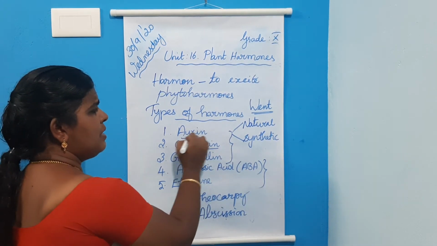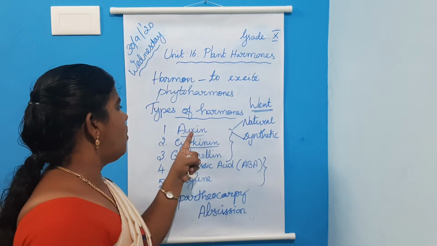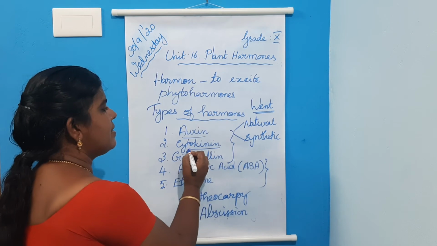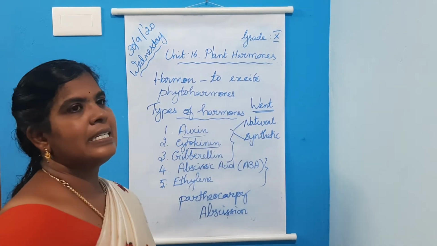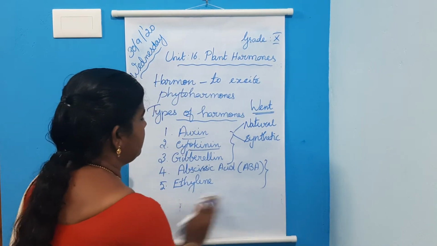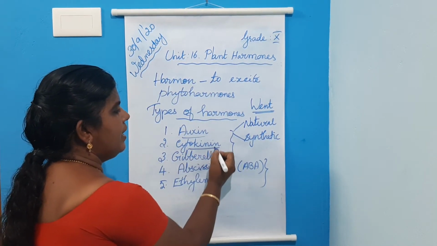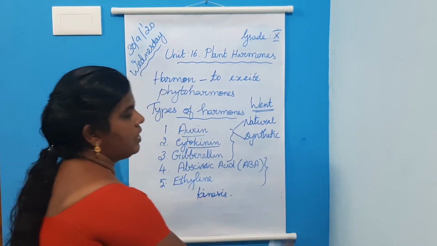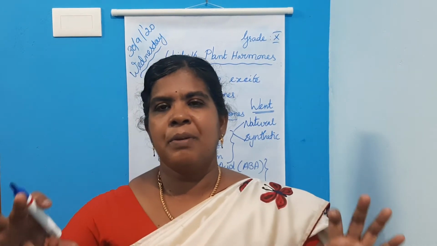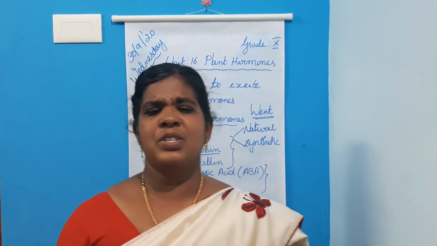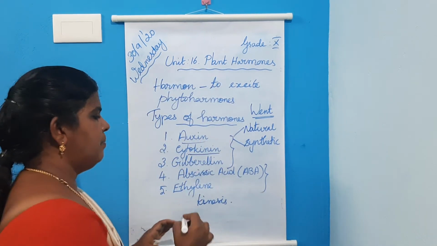Cytokinin. So, which is the first plant hormone discovered? Auxin. Second, cytokinin. The word cyto means cell, kinin or kinesis means division. That means cell division. From the name itself we come to know this hormone promotes cell division. Cytokinin promotes cell division. It was first isolated from herring fish sperm.